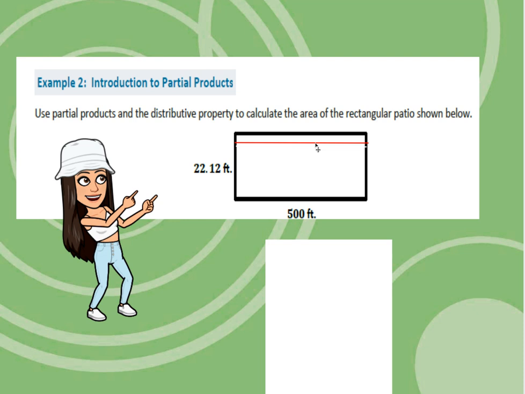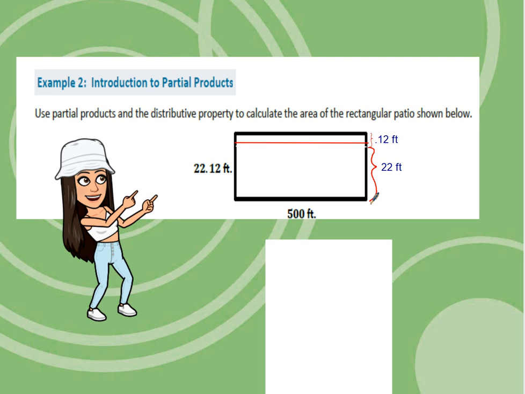All right, when we do that, what I have done is I have made this top section equal to the 0.12. So I've made it just that decimal part, and then I've made the second part into 22. Okay?